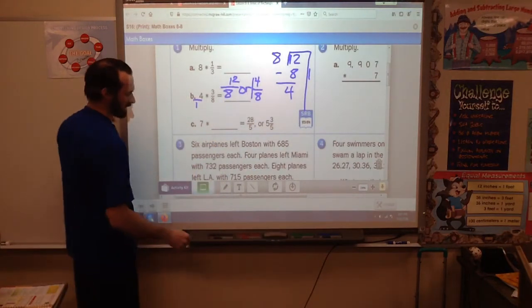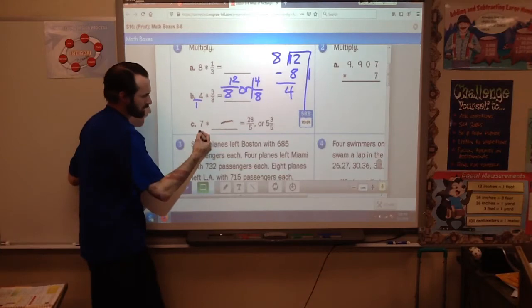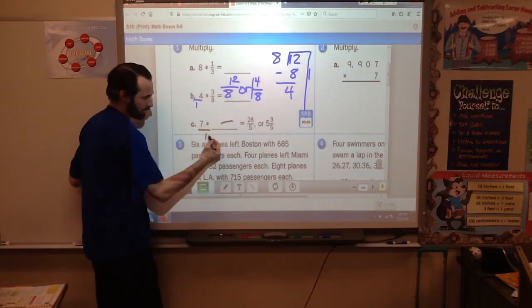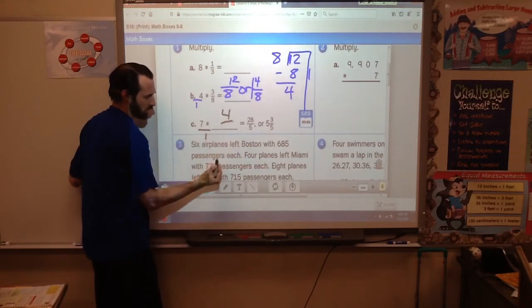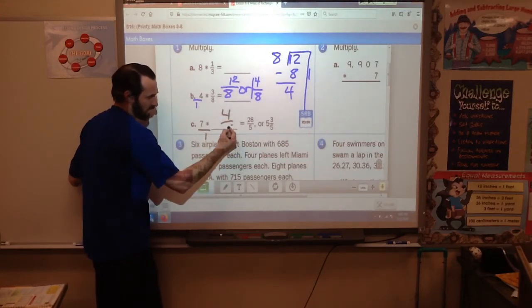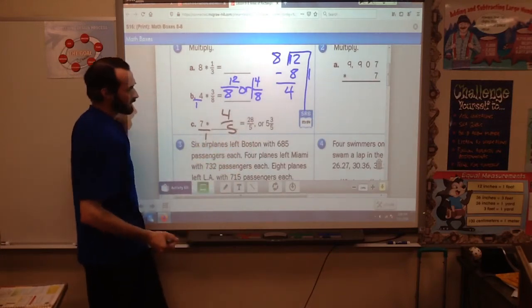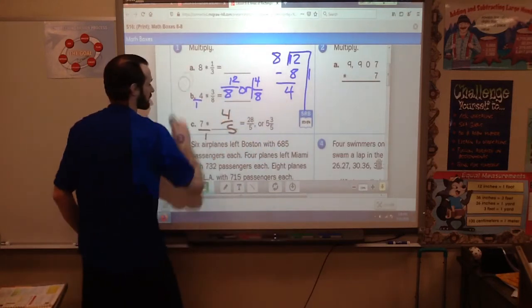Alright, so now I'm going to look at this last one. This last one actually isn't so bad. If you just think about, we're going to put that over 1, and whatever times 7 is going to equal 28, whatever times 1 here is going to equal 5. 7 times 4 is 28, and 1 times 5 is 5. So 7 times 4 is 28, 1 times 5 is 5, and then they actually do the reorganizing for you.